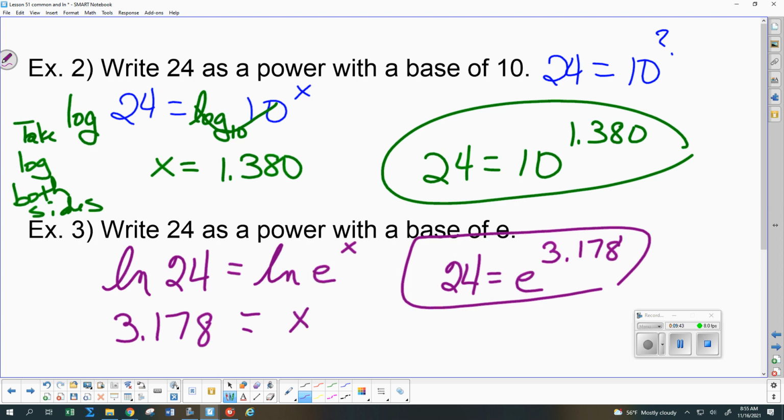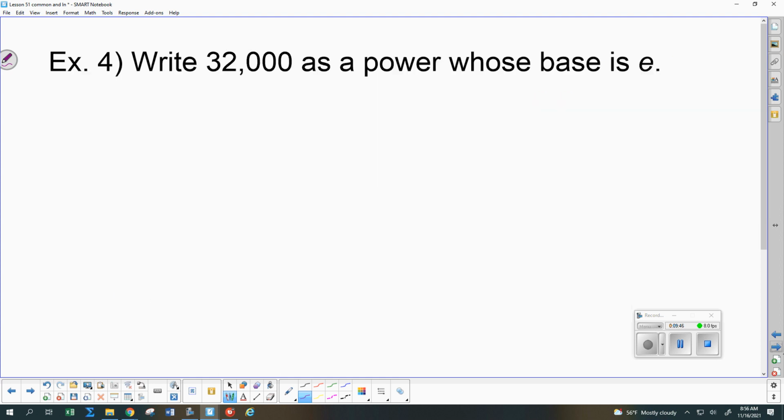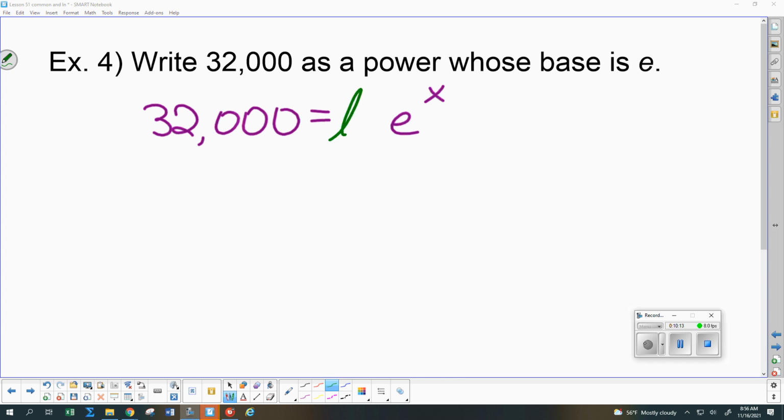And one more. You guys do this one completely on your own. Same directions as what we just had. Most of you have stopped writing. What kind of log do you take on both sides? So what kind of log are you taking here, Macy? So we're taking the natural log on both sides. So x is natural log of 32,000. And I want to know what you came up with, Luke.